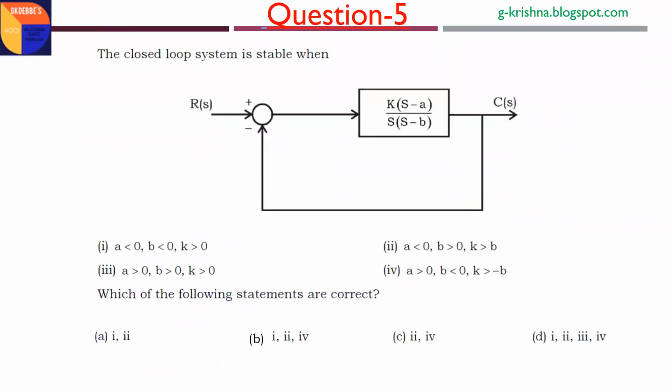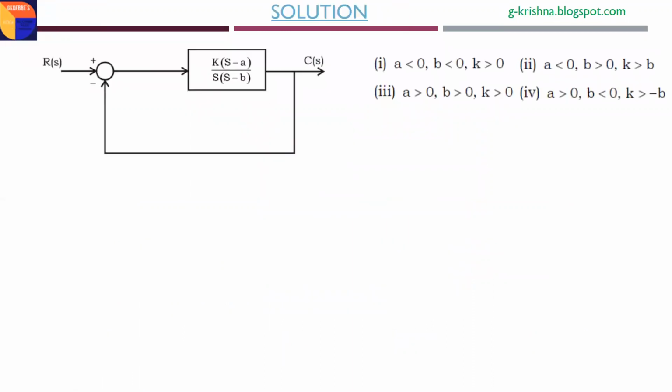The closed loop system is stable, and the block diagram and four statements are given. Which of the following statements are correct? That's the question. Let us go to the solution. So this is the block diagram given. The closed loop system is stable given these four statements. In these four statements, which are the correct statements they are asking for.